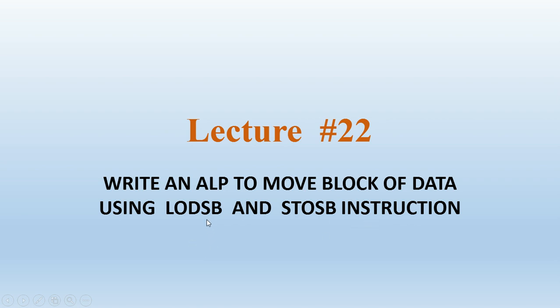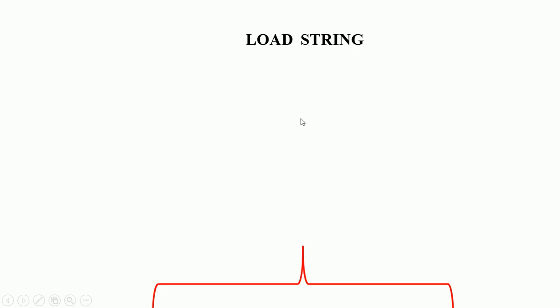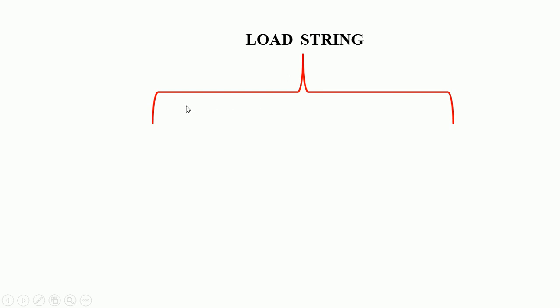Before this, first we have to know how load string byte and store string byte work. Now if you go for a load string, we have two instructions. One is load string byte, the other one is load string word. With the help of load string byte, we can transfer data from memory to microprocessor, here microprocessor in the sense of register.